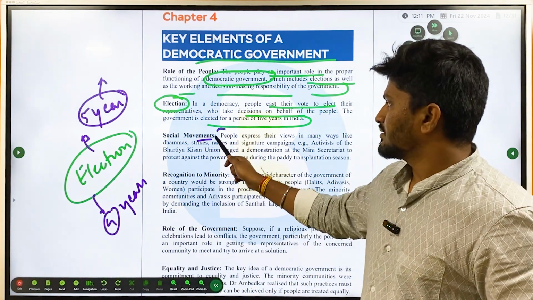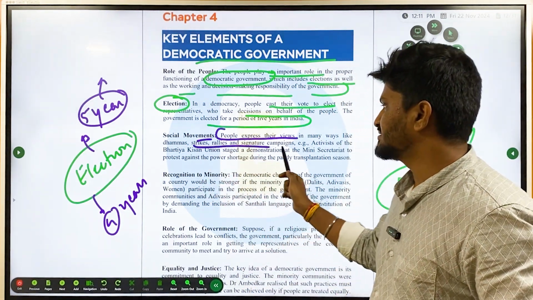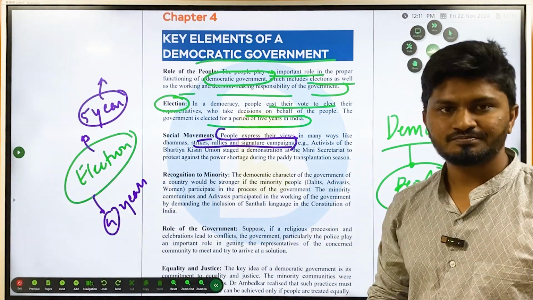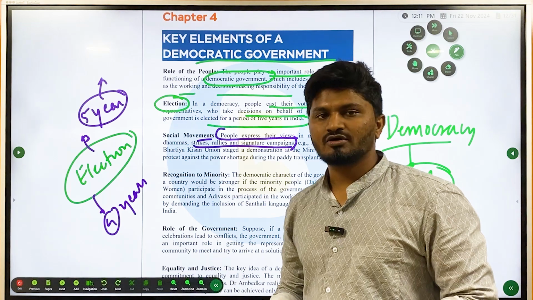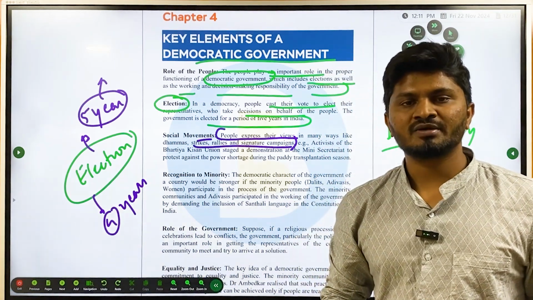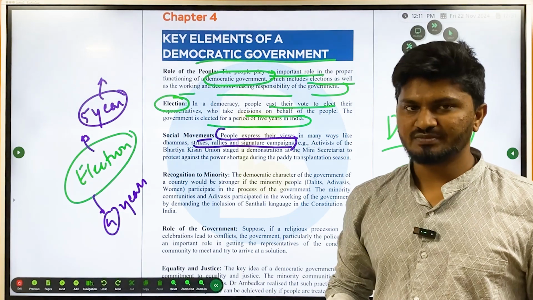The people express their views in many ways, like dharnas, strikes, rallies, or signature campaigns. If they have any criticism of the government, if they are dissatisfied with the government, or if they are fighting for their particular rights, these movements are called social movements.